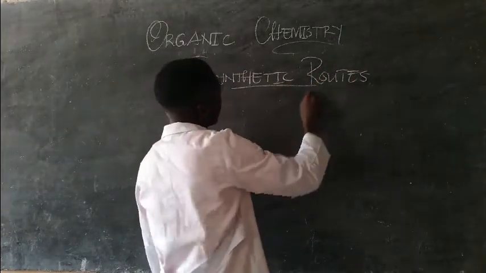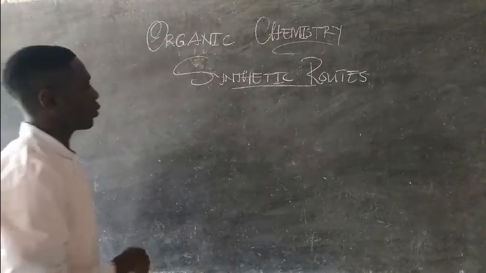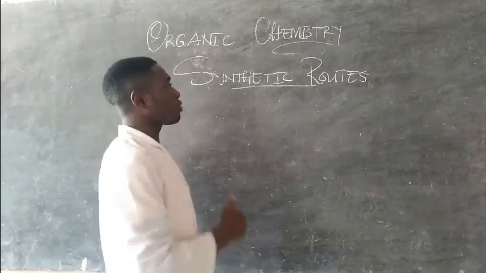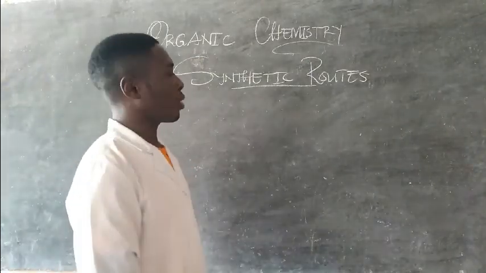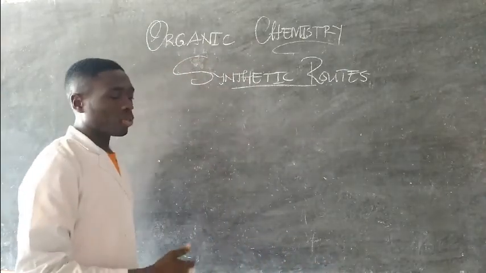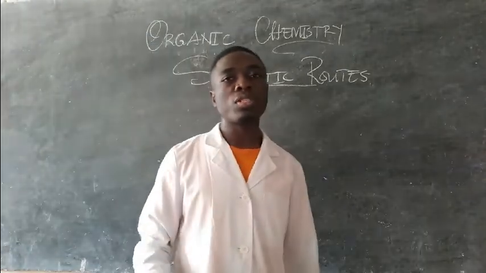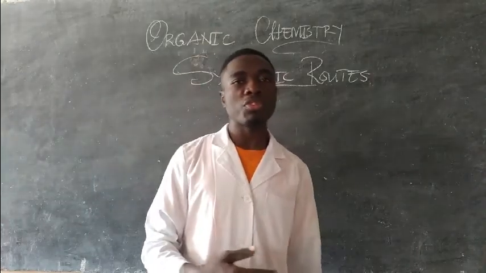Just for the main synthetic routes, it depicts that you want to synthesize something, and you have to go through different steps in order to arrive there. That's what we call a synthetic route. Now, a synthetic route expresses the interconnection between different compounds. So it tells you how you can convert from one homologous series to another.